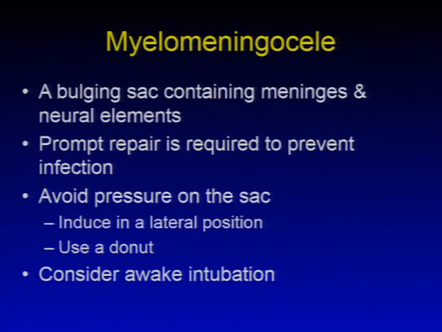Myelomeningocele is a bulging sac containing meninges and neural elements. This is a true surgical emergency and requires prompt repair to prevent infection. It is important to avoid pressure on the sac since the sac contains neural elements. It is important during induction to induce either in a lateral position or with the use of donuts. Like most pediatric neonatal emergencies, we consider awake intubation as an option.